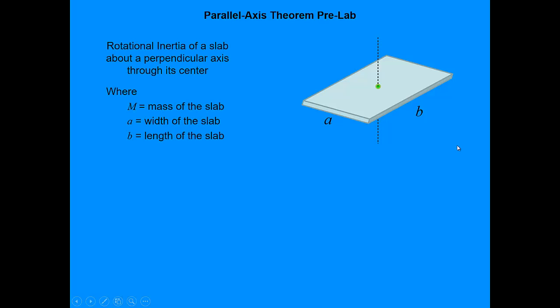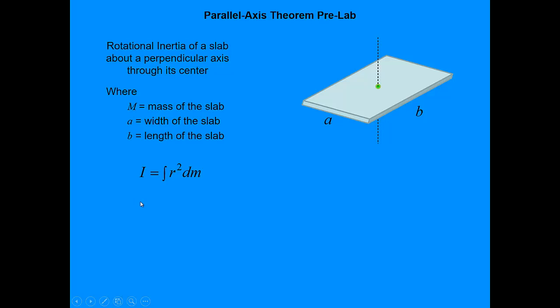So here are the things we need to know about this slab. We need to know the overall mass of the slab. In the lab, there'll be an electronic balance for you to place your slab. We need to know the width of the slab, A, and the length of the slab, B. Those, of course, you can measure with a ruler.